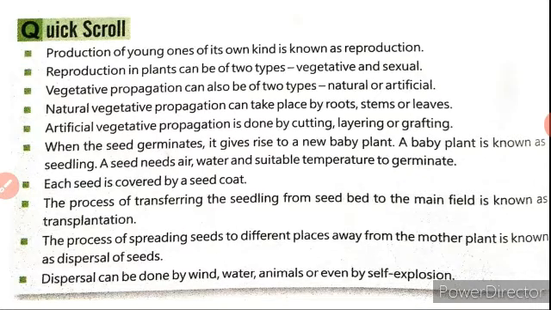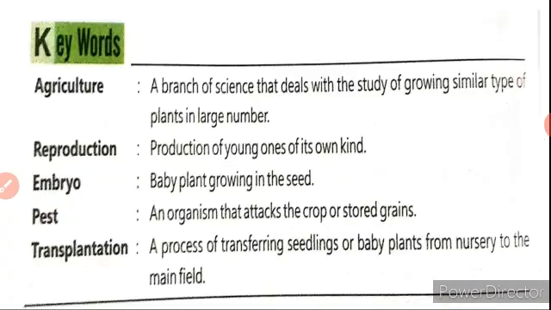When the seed germinates, it gives rise to a new baby plant. A baby plant is known as a seedling. A seed needs air, water and suitable temperature to germinate. Each seed is covered by a seed coat. The process of transferring the seedling from the seedbed to the main field is known as transplantation. The process of spreading seeds to different places away from the mother plant is known as dispersal of seeds. Dispersal can be done by wind, water, animals, or even by self-explosion.